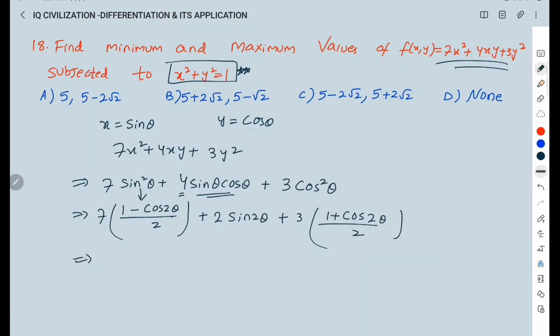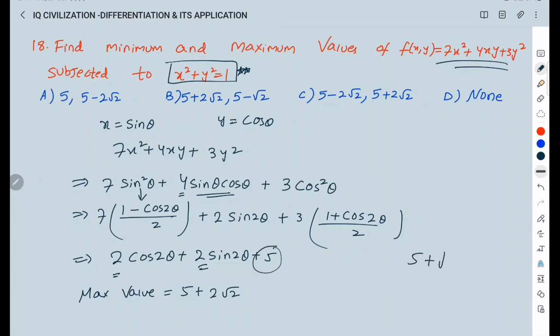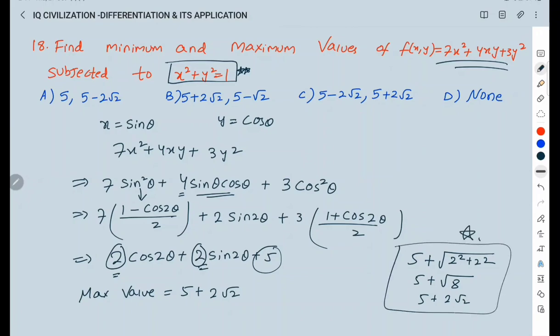So by taking the LCM and all these things we will get 2 cos 2 theta plus 2 sin 2 theta plus 5. We already wrote the trick before. So the maximum value is 5 plus 2 root 2. How did I get this 2 root 2? 5 plus root over this one square plus this one square, 2 square plus 2 square, 5 plus root over 8. So root 8 is nothing but 2 root 2, so 5 plus 2 root 2. Okay, remember it. So the minimum value is 5 minus 2 root 2.